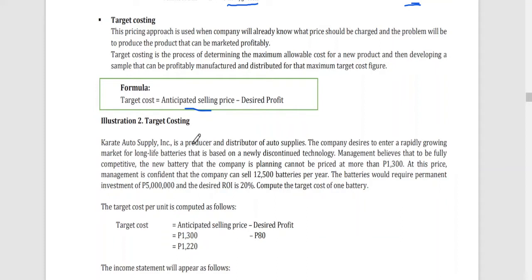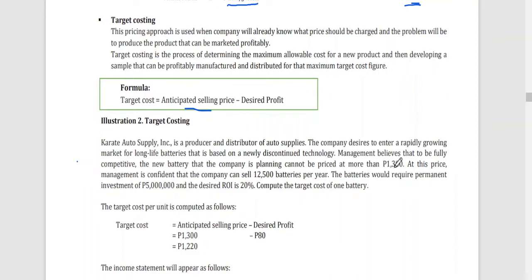We have an example here. Karate Auto Supply Incorporated is a producer and distributor of auto supplies. The company desires to enter a rapidly growing market for long-life batteries that is based on a newly discontinued technology. Management believes that to be fully competitive, the new battery the company is planning cannot be priced at more than 1,300. So, mao nilang gusto nga selling price.